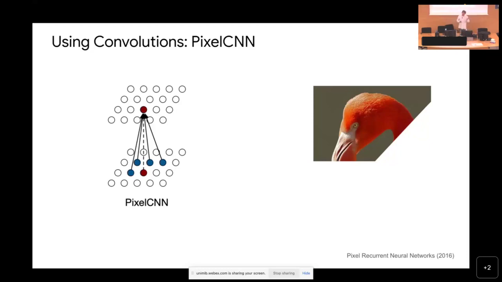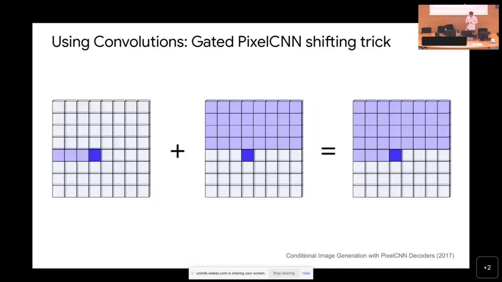So PixelCNN was a model that was proposed to do this, but then there were ideas on how to fix this blind spot. There is one trick that was subsequently proposed, and in hindsight it's very easy, but back then, because training speed always matters, it felt like a nice solution. You basically have two convolutions. One is like a 1D convolution, where you're capturing the previous context of the current row. And then you have another masking pattern for just the things above.